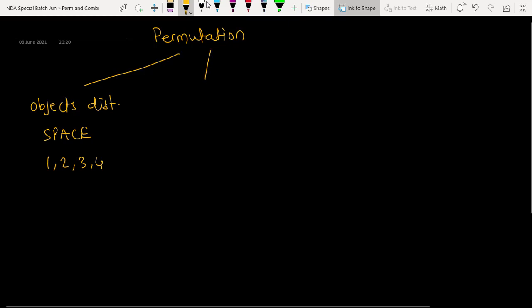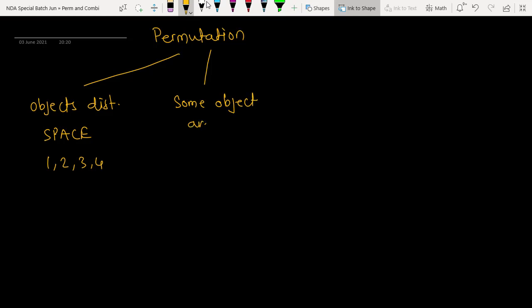Now we are looking at cases where some objects are the same. For example, take GOOGLE. Here the G is repeated and the O is repeated, meaning some of the given objects are repeated, or I can say they are the same. These types of questions are very important.